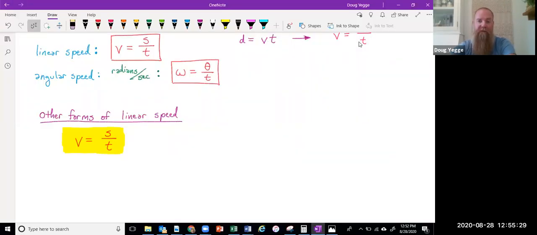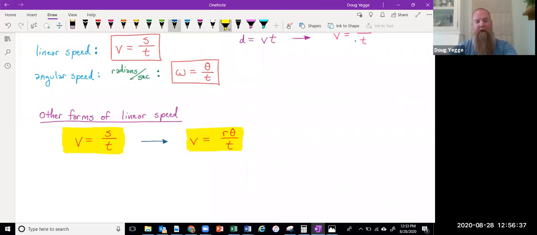Oftentimes we're given different information within an application problem. So if I wanted to find the linear speed, sometimes I don't know what the arc length is. So oftentimes we can think back to what the formula for arc length is and realize that arc length, S, is equal to R times theta. So we could actually rewrite velocity here as R theta over T. At which point now, if I'm given the radius of the gear and maybe the angle at which it turns through, now I can use this formula instead.